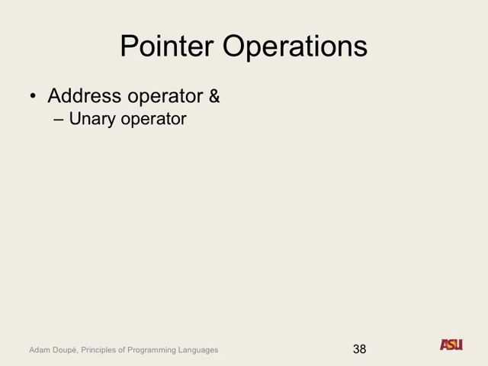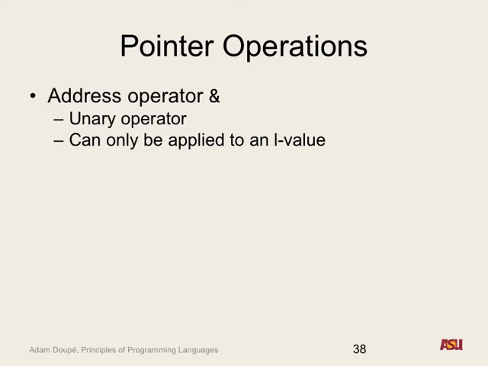Now think about types in terms of L values and R values. What can you apply the address-of operator to? L values, an ID. What about R values? Can you apply it to an R value? An R value doesn't have a location. Can you take the address of 5? No, because there's no location associated with 5. So the input to the address-of operator has to be an L value.